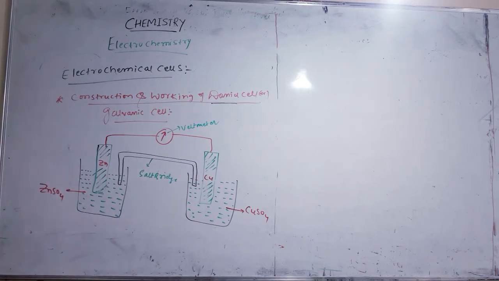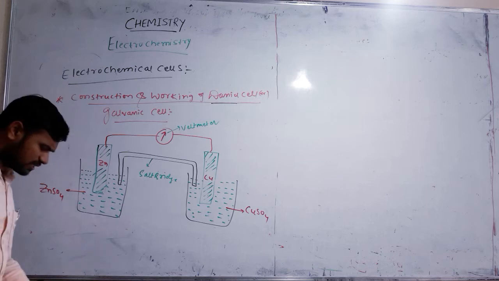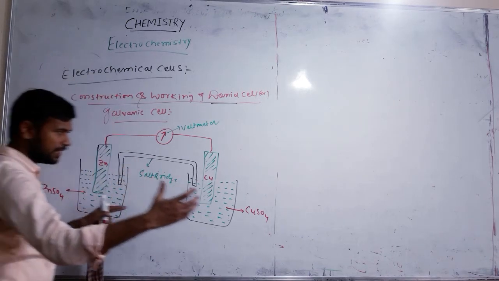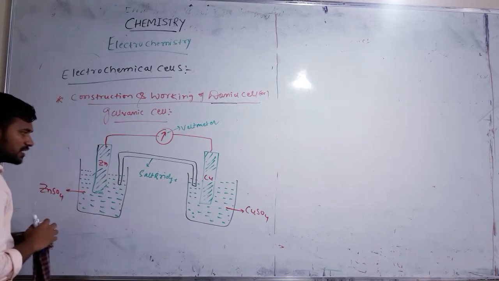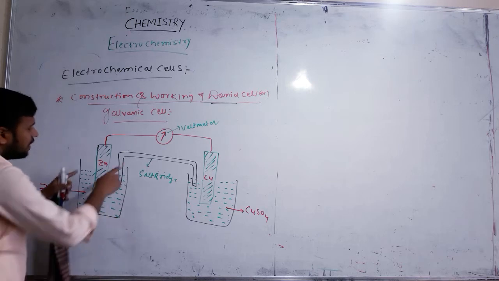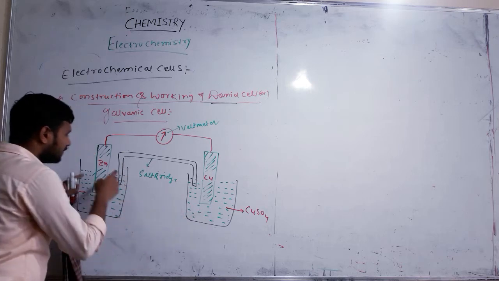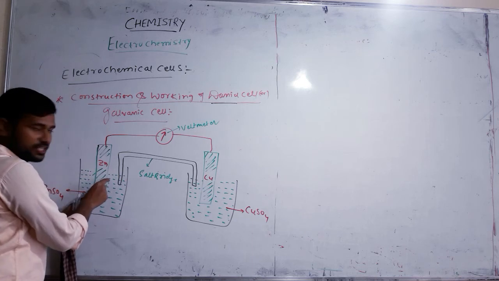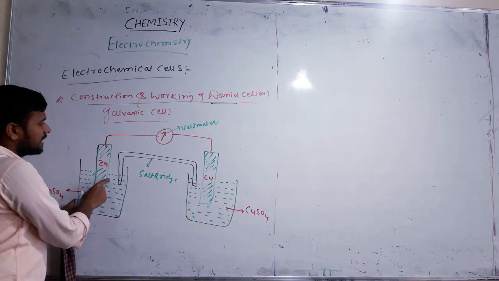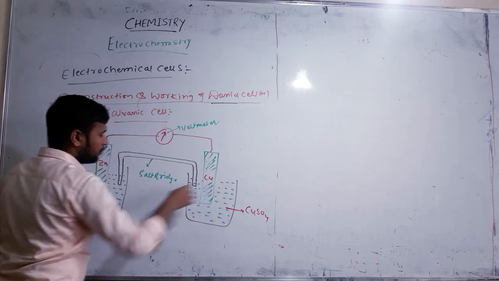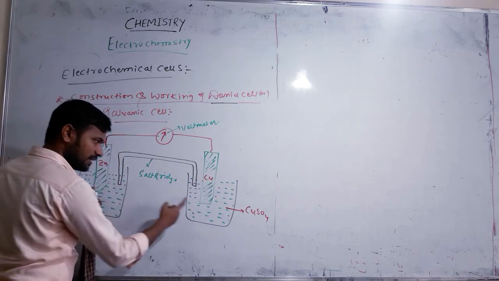Very simple. What I told you first: we have to write the construction. Construction is very simple. I am taking two half cells, in the sense of two containers. Within one container I put a zinc electrode, and in the other half cell I put the copper electrode.